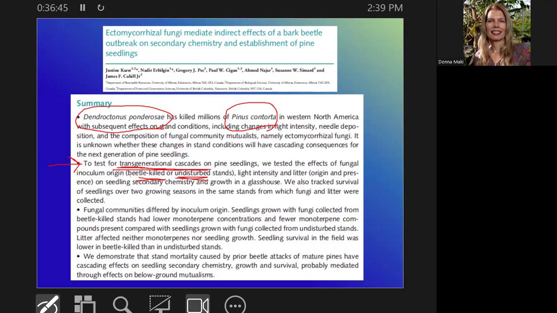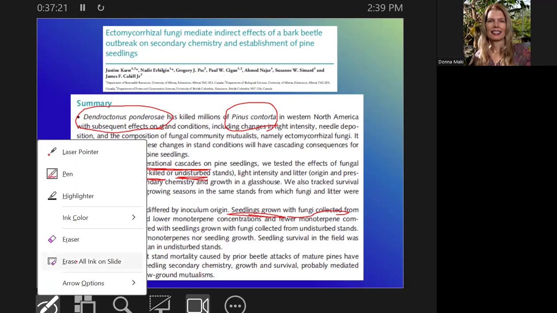They looked at many different variables that they were testing, but they did show that the fungal communities did differ. What they did was they collected the seeds from the plants that were being attacked or in the control stands, and they grew seedlings up in soil that had fungi from the infested stands or from the uninfested stands, the control stands.